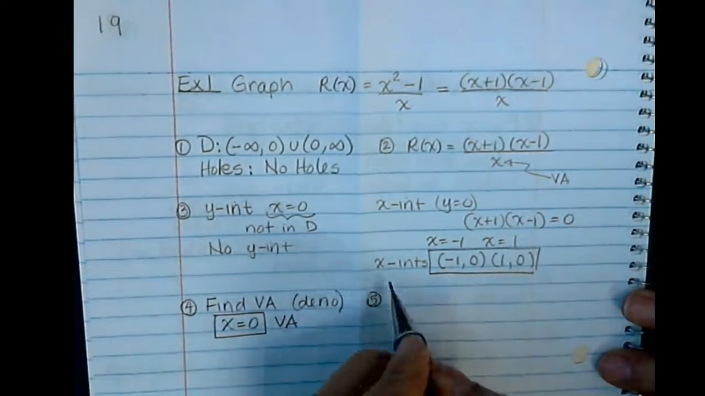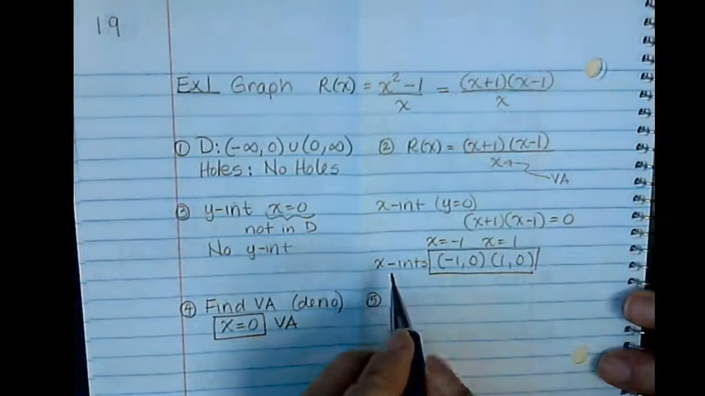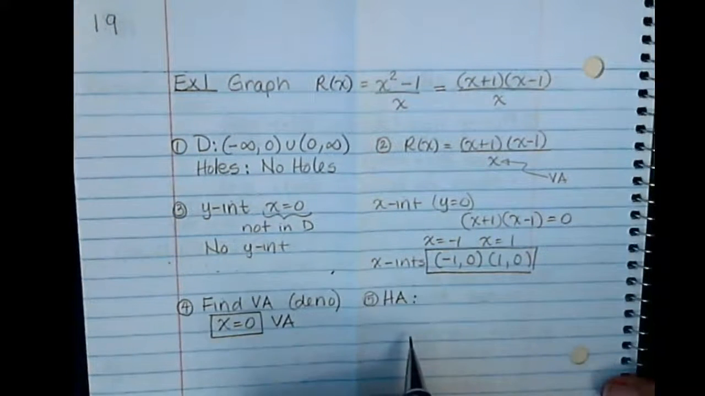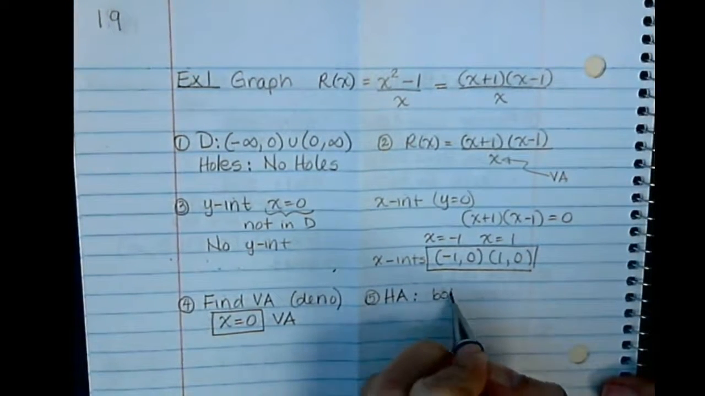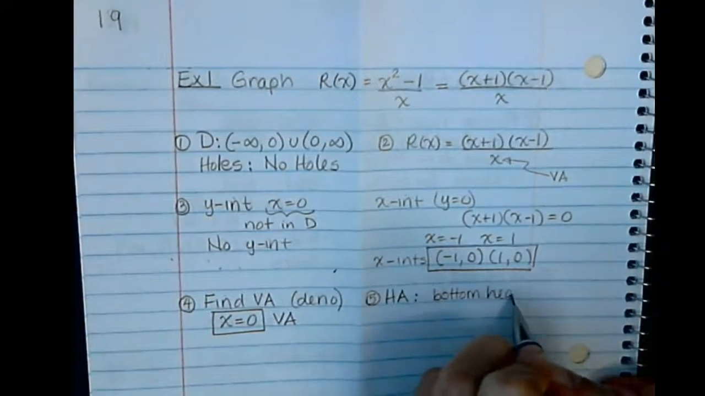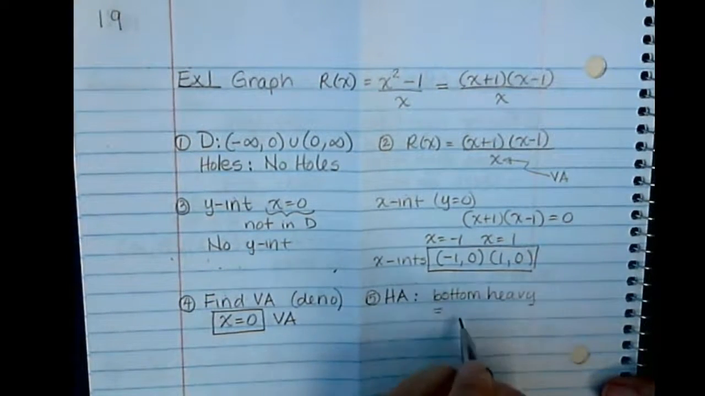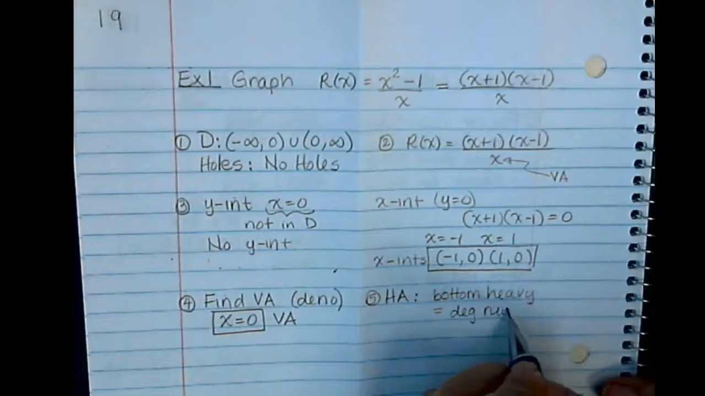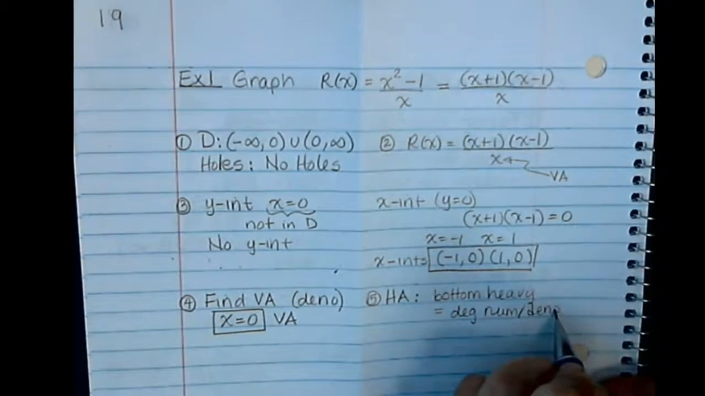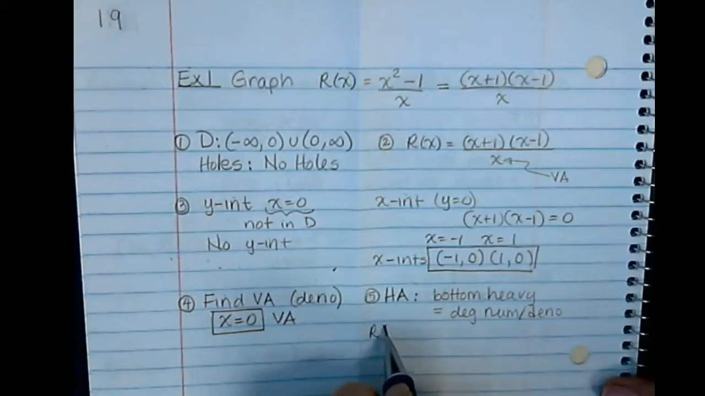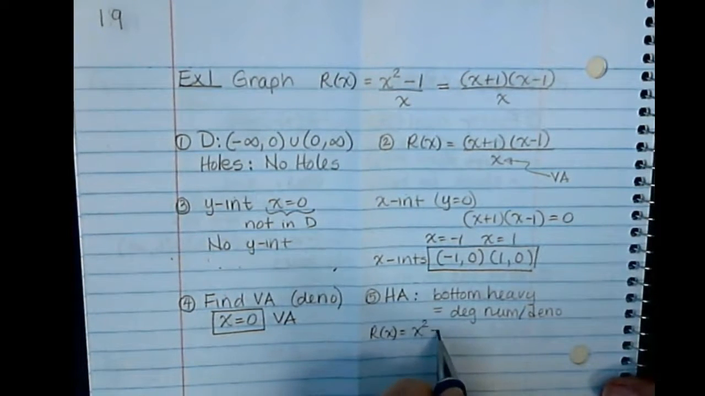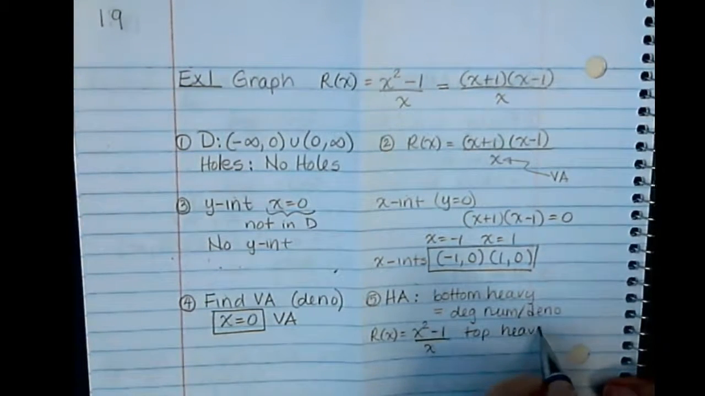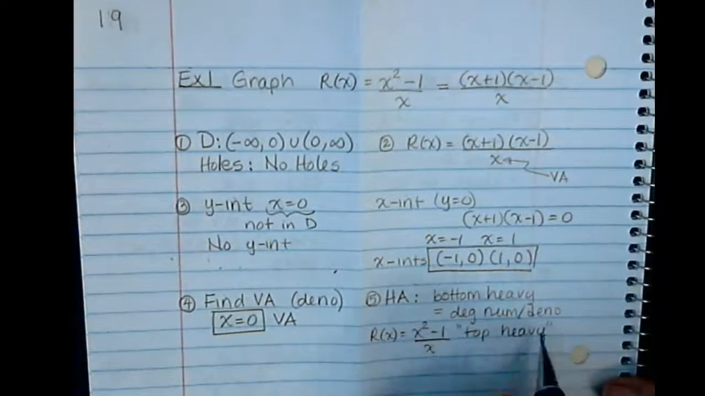For part 5, we're looking for horizontal asymptotes or oblique asymptotes. In our case, well, let's see what we have. For a horizontal asymptote, we need it to be bottom heavy or equal degrees in the numerator and in the denominator. In our case, we actually have top heavy. We have r of x is equal to x squared minus 1 over x. Because it is top heavy, then we need to do long division.